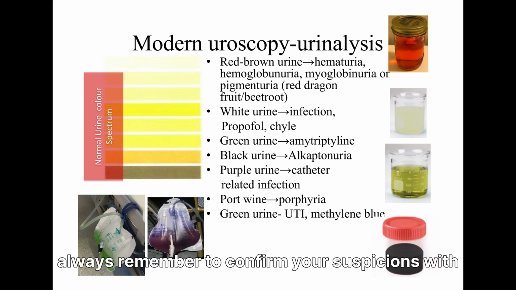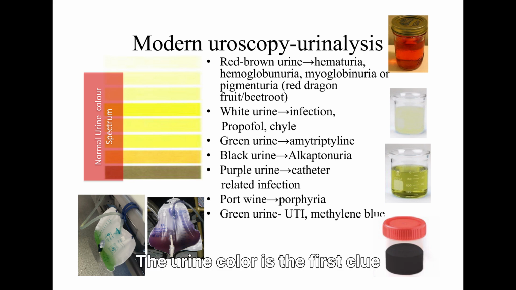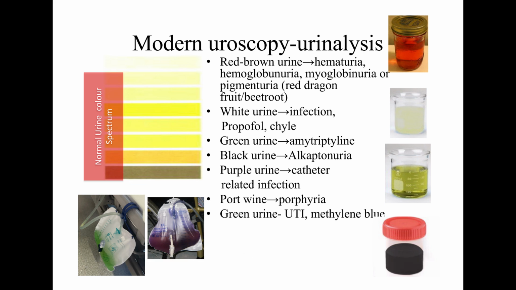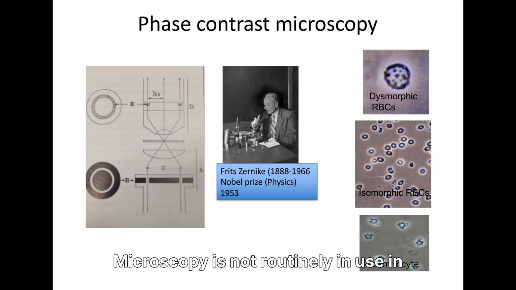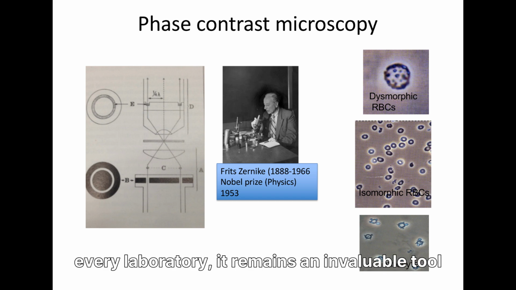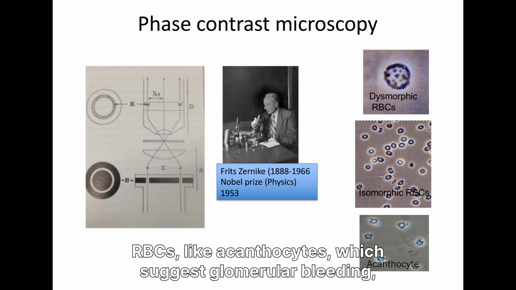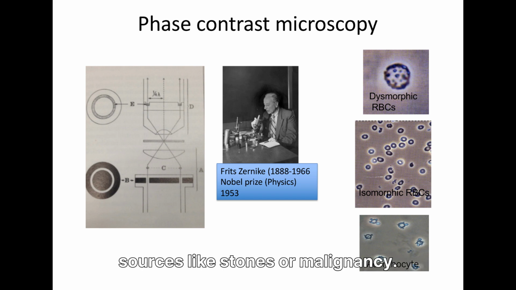Always remember to confirm your suspicions with further microscopic and laboratory diagnostics. The urine color is the first clue in a much deeper diagnostic story that we'll continue to explore in the microscopic phase. We must listen to what the kidney is showing us visually. When we move to microscopy, we are searching for formed elements. While phase contrast microscopy is not routinely in use in every laboratory, it remains an invaluable tool for differentiating the source of hematuria. It allows us to distinguish between dysmorphic RBCs, like acanthocytes, which suggest glomerular bleeding, and isomorphic RBCs, which point to urological sources like stones or malignancy.